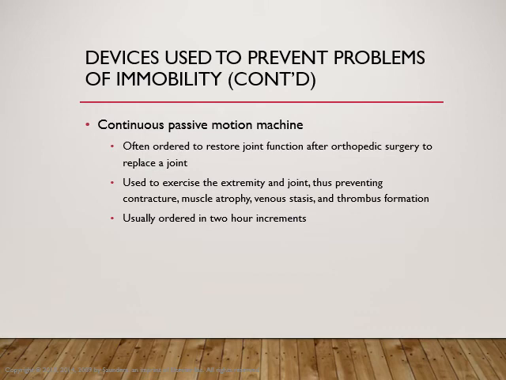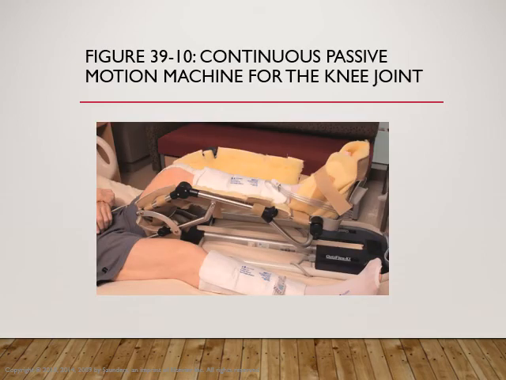Devices used to prevent problems of immobility continued. Continuous passive motion machine, often ordered to restore joint function after orthopedic surgery to replace a joint. Used to exercise the extremity and joint, thus preventing contracture, muscle atrophy, venous stasis, and thrombus formation. Usually ordered in 2-hour increments. Figure 39-10, continuous passive motion machine for the knee joint.